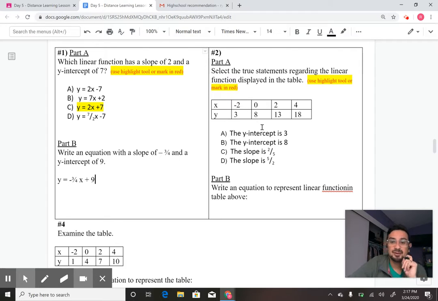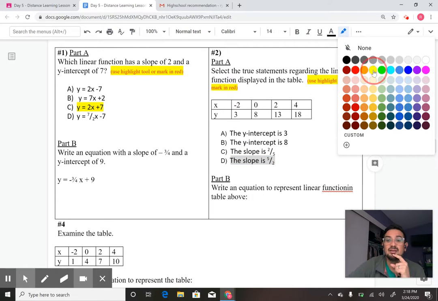Okay. So now for this one, select the true statement regarding the linear function displayed in the table. So remember, for tables, you want to do the change in y over the change in x. So you can see the x is changing by 2, -2, 0, 2, 4. The y is changing by 5, 5, 3, 8, 13. That's by 5. So the change in y is 5. The change in x is 2. So it's going to be 5 over 2, which is d.